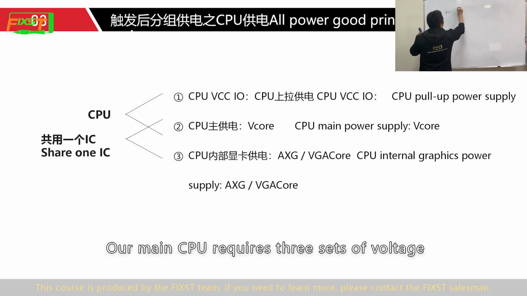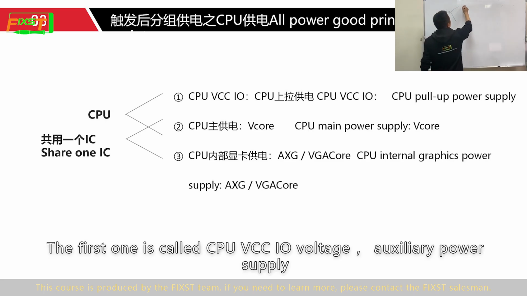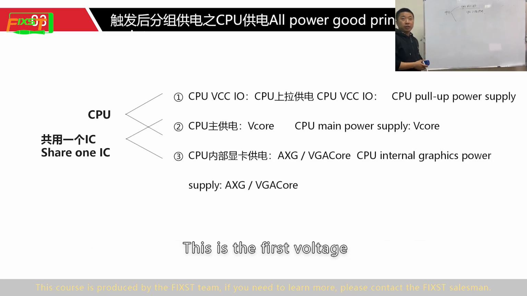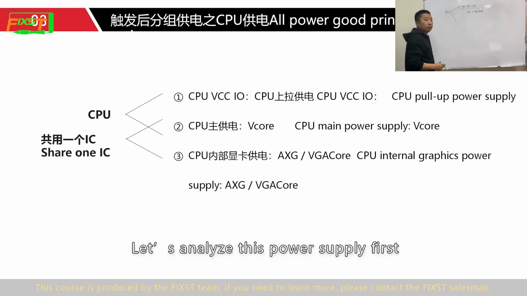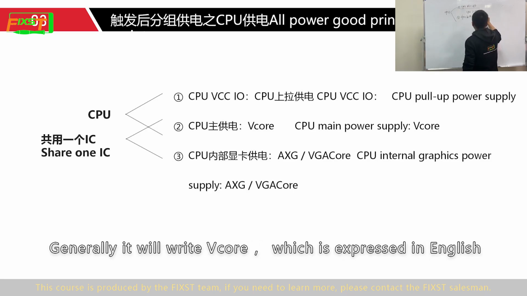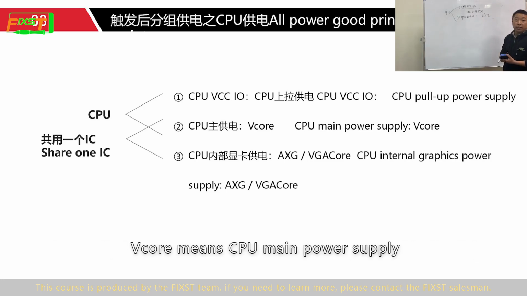Our main CPU requires 3 sets of voltage. The first one is called CPU VCCIO voltage, auxiliary power supply. Here we call it the pull-up power supply of the CPU. This is the first voltage. Let's analyze this power supply first. In addition, the CPU has a main power supply. Generally, it will be written as Vcore, expressed in English. Vcore means CPU main power supply.